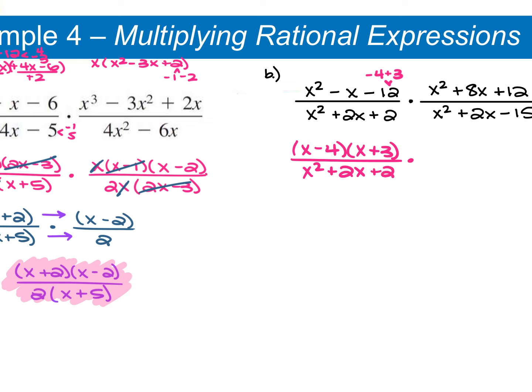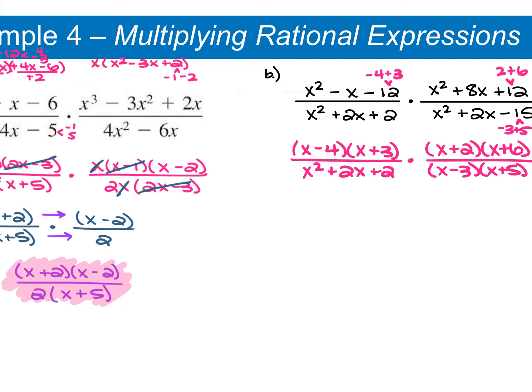From the top of the second fraction, your factors of positive 12 that add up to be positive 8 are 2 and 6. So that factors to be x plus 2 times x plus 6. From the bottom of the second fraction, your factors of negative 15 that add up to be positive 2 are negative 3 and positive 5. So that's going to give you x minus 3 times x plus 5.